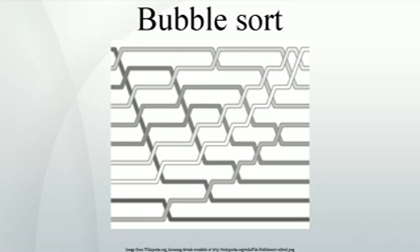Analysis. Performance. Bubble sort has worst case and average complexity both O(N^2), where N is the number of items being sorted. There exist many sorting algorithms with substantially better worst case or average complexity of O(N log N).